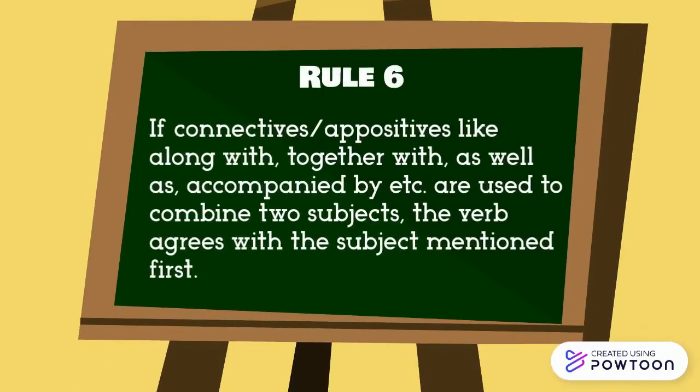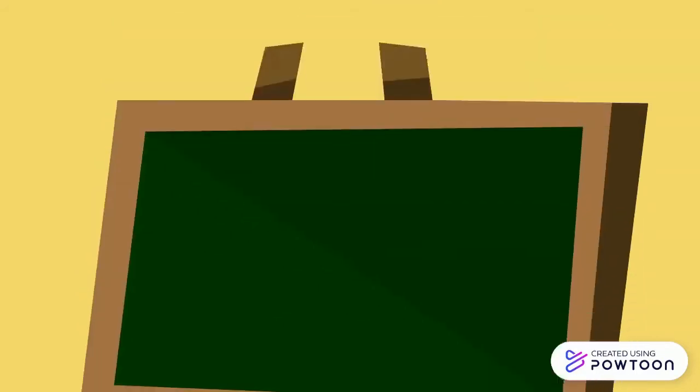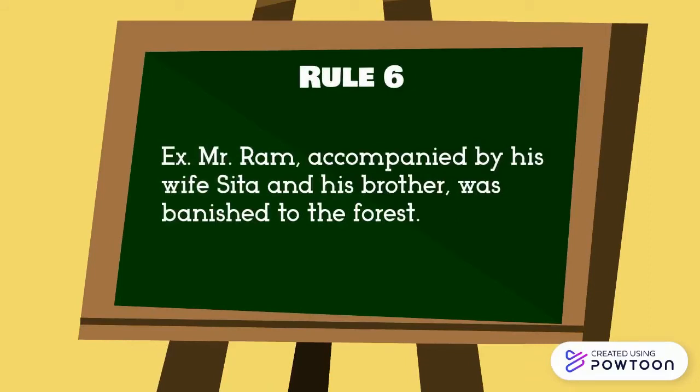Rule number 6. If connectives or appositives like along with, together with, as well as, accompanied by, etc., are used to combine two subjects, the verb agrees with the subject mentioned first. For example, Mr. Ram, accompanied by his wife Sita and his brother, was banished to the forest.